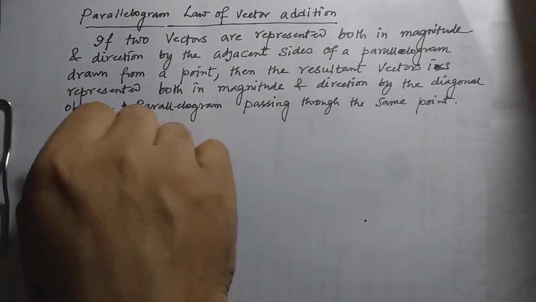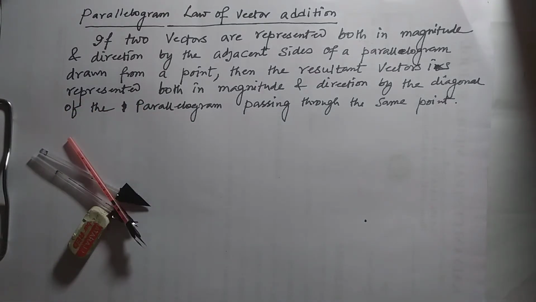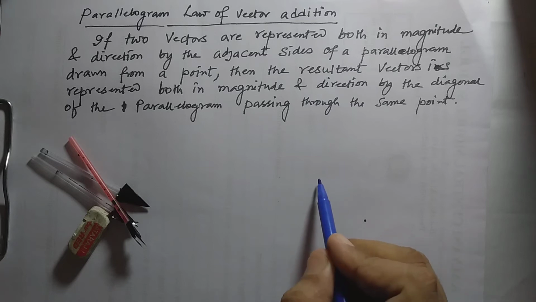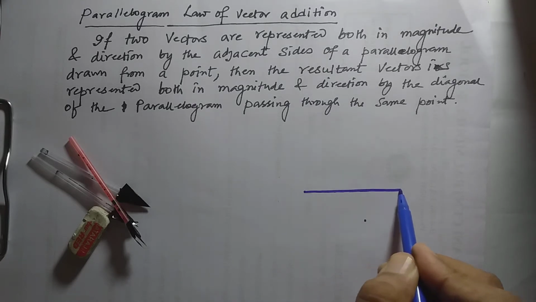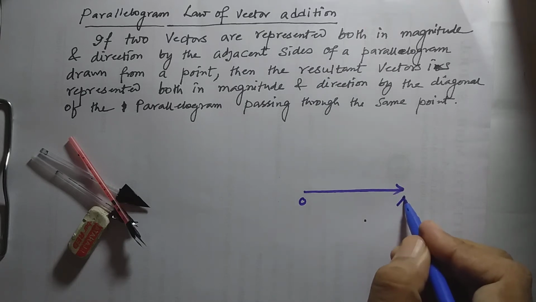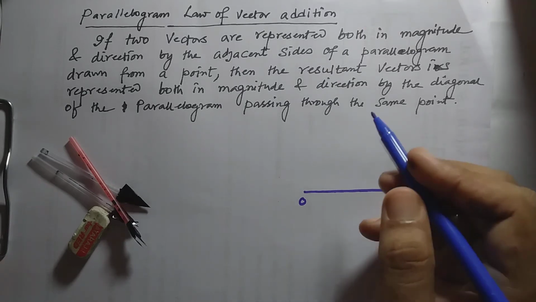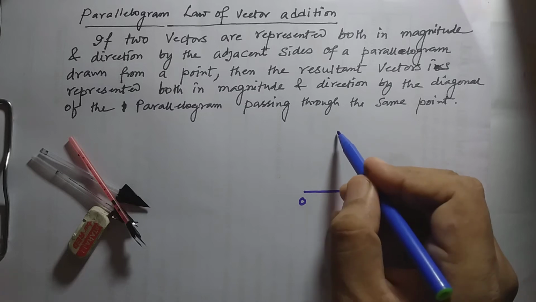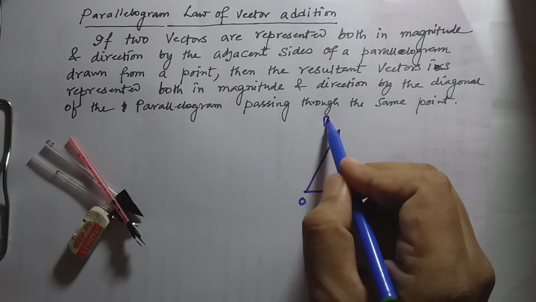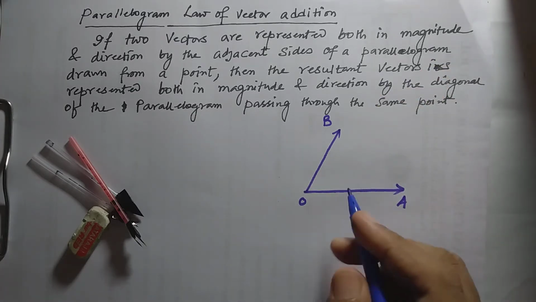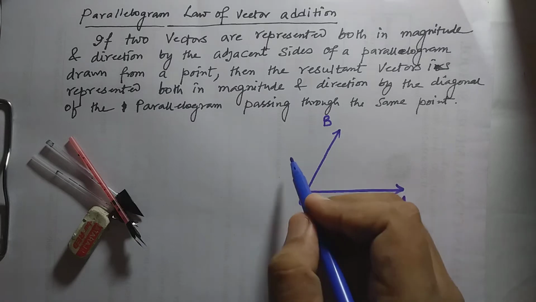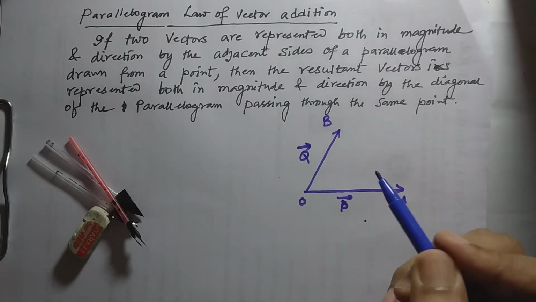So how will we explain this? First we'll draw a parallelogram in this way. This is one vector. You can give it the name OA vector. And another vector is the OB vector, which is working in this direction. You can give it the name P vector. This one is P vector, capital P, and this one is Q vector.